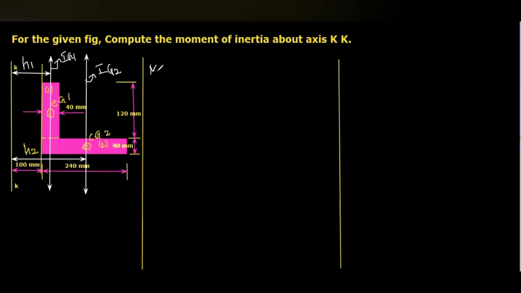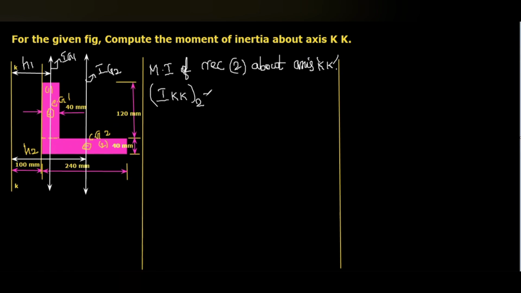Now we have to calculate IKK2 as we calculated for rectangle 1. The moment of inertia of rectangle 2 about axis KK, that is IKK2, equals this IG2 value plus A2 and the perpendicular distance between the two parallel axes, H2 square. So IG2 plus A2 H2 square.